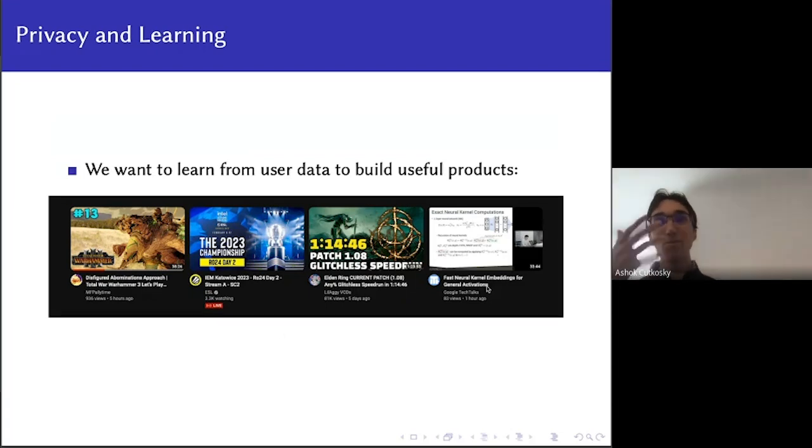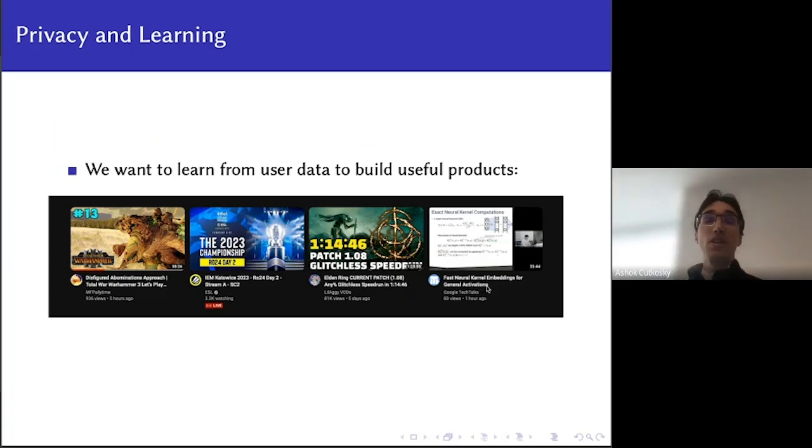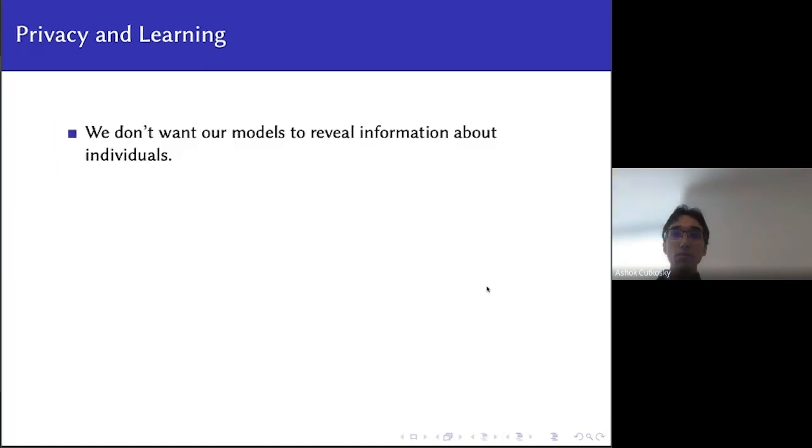So I imagine anyone listening to the talk probably knows roughly what this talk is going to be about. At a high level, we're going to be talking about privacy and learning. So just so we're on the same page, we want to learn something from user data. We want to use this to build some sort of useful products. Here, for example, YouTube has decided, based on my previous watch history, I guess, to recommend various videos to me. But the problem, of course, is that we don't want this learning process to compromise user privacy.